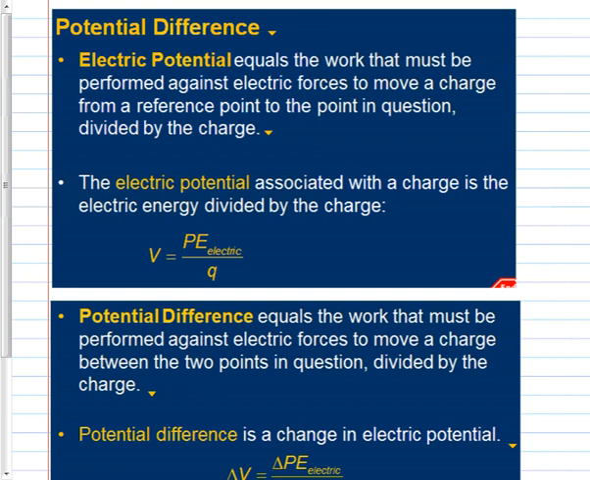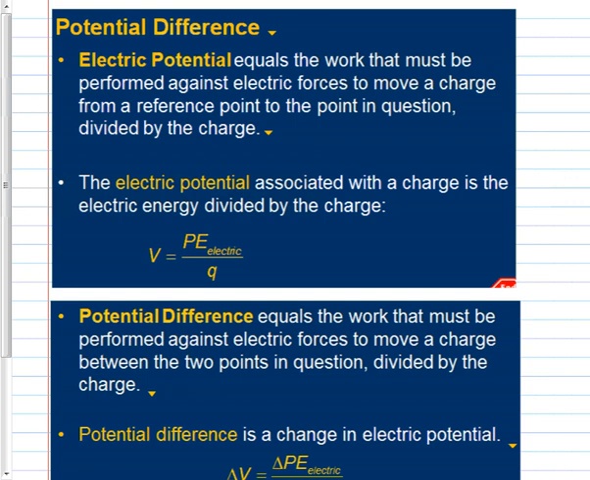Electric potential equals the work that must be performed against the electric forces to move a charge from a reference point to the point in question, per unit charge. That's why they say divided by the charge. So, electric potential, I said energy, I shouldn't have added the word energy. Electric potential, we use V because we measure electric potential in volts.